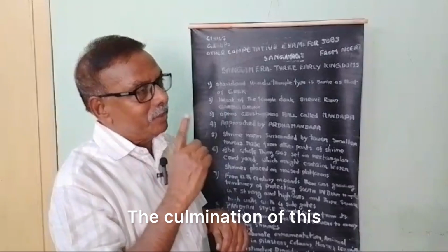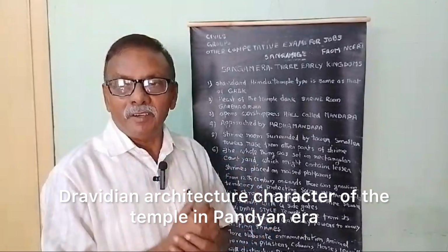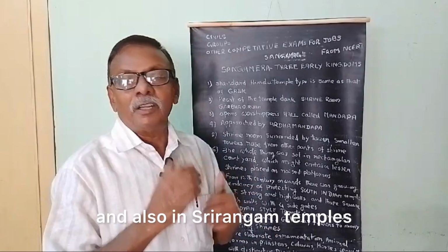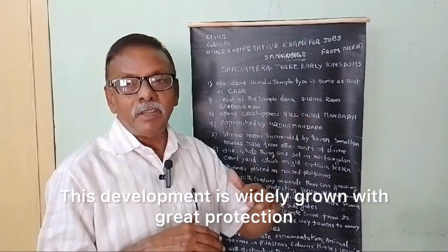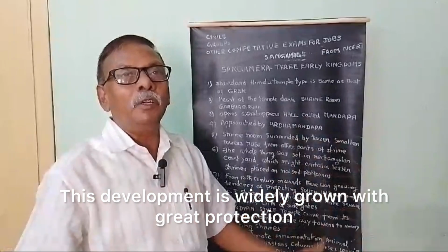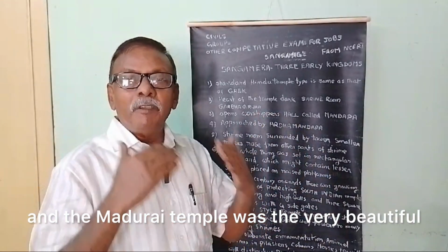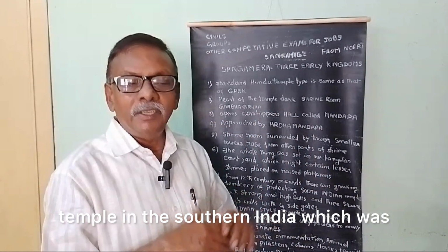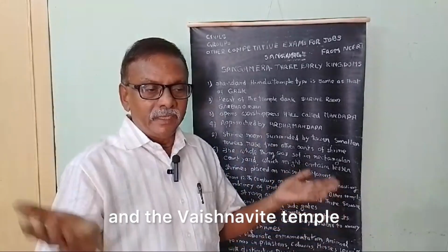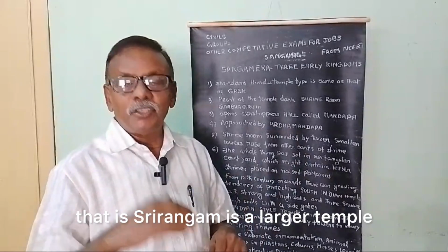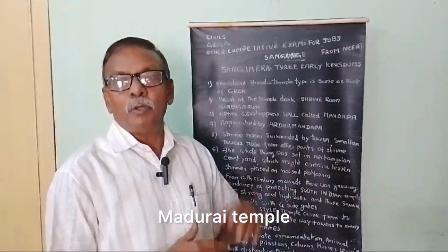The culmination of this Dravidian architecture character of the temple in the Pandyan era we find in Madurai and also in SRIRANGAM temples. By the 17th century, this development had widely grown with great protection, and the Madurai temple was a very beautiful temple in southern India, which was patronized by the Pandyans, and the Vaishnavite temple, that is SRIRANGAM, is a larger temple when compared to the Madurai temple.